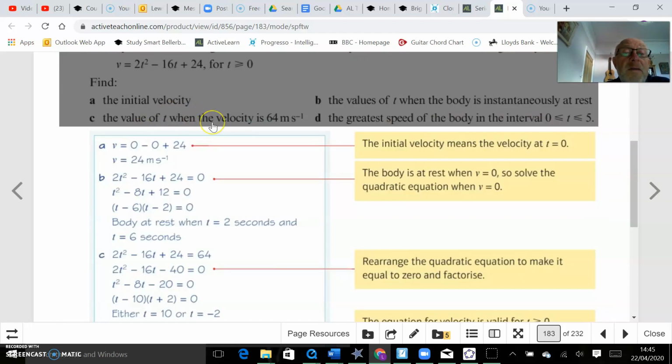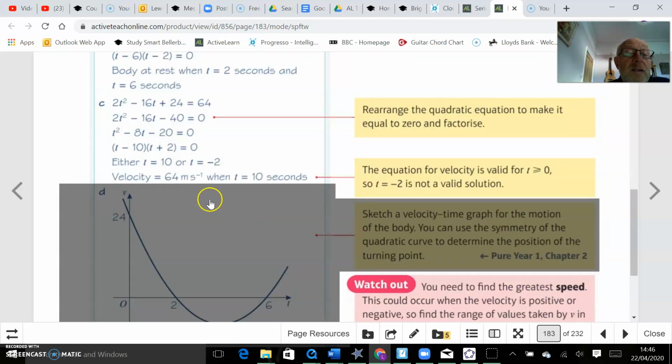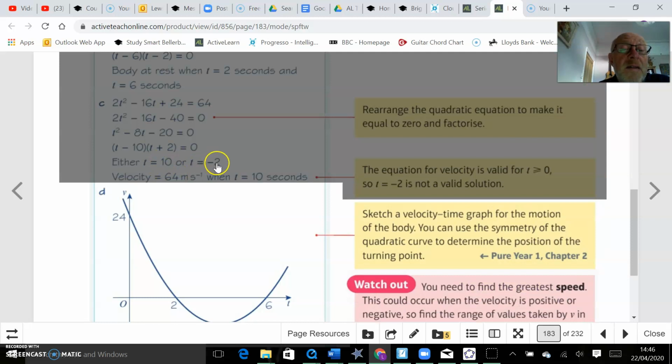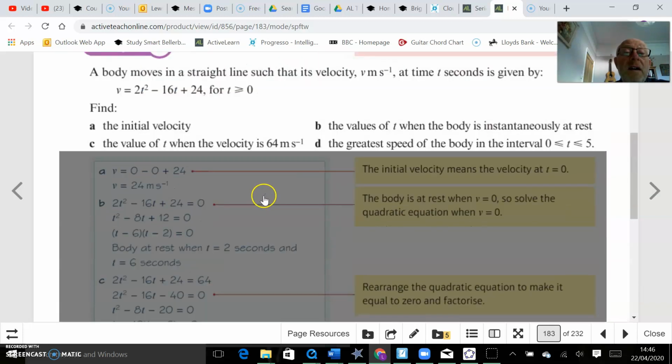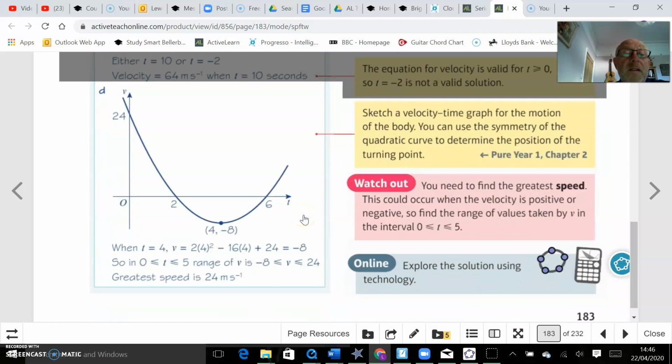Then we have the value of t when the velocity is 64. So simply we put the velocity equal to 64, and we solve another quadratic equation. And this time t is 10 or t is minus 2. Of course, we can't have t is minus 2. t is always greater than 0. So the velocity is 64 after 10 seconds. And finally, the greatest speed of the velocity in the interval 0 to 5.